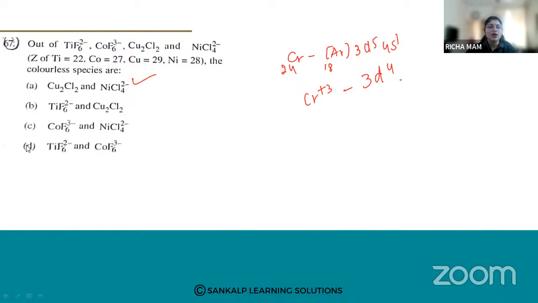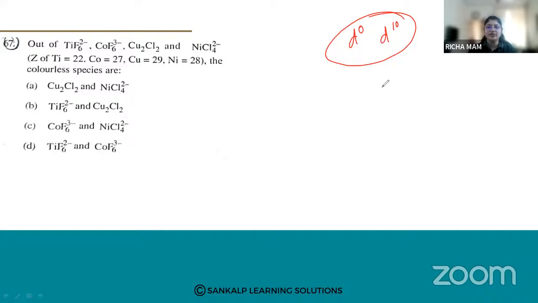So out of these complexes, which is the colorless species? You have to find the oxidation state of each system and see which is d0 and d10. Only when it is d0 or d10 is it colorless. If you have unpaired electrons, it is colored. So find the oxidation state of each and see what the answer is.